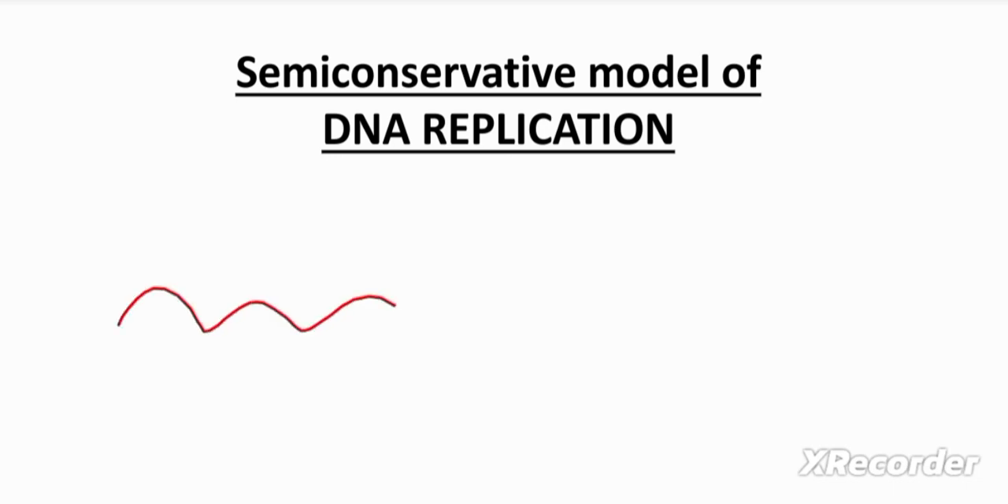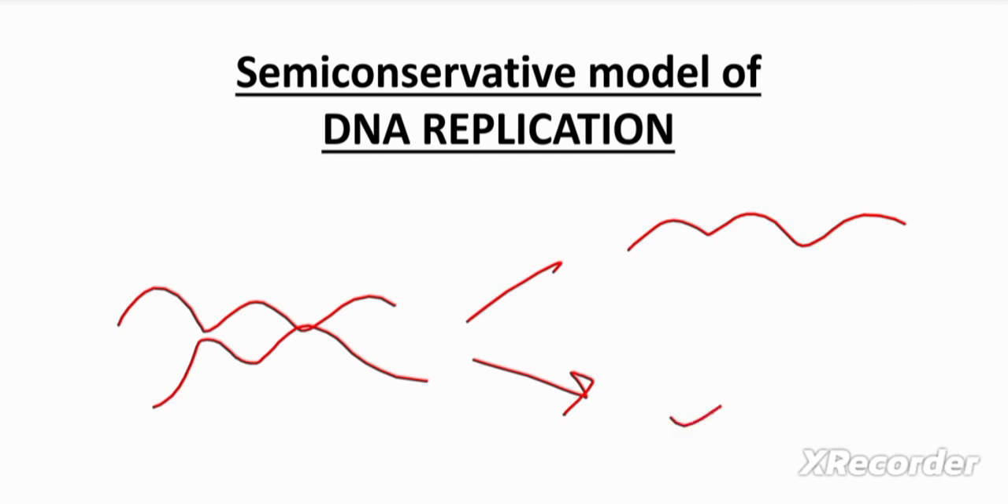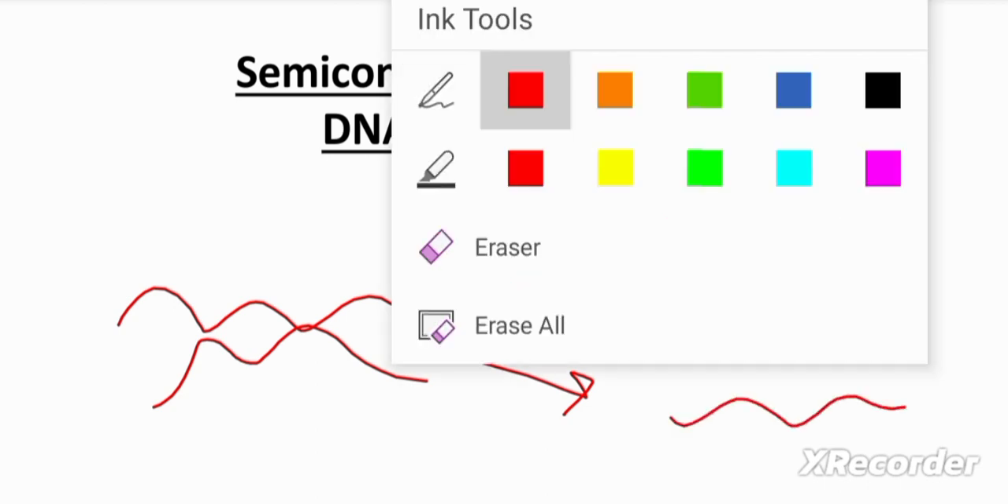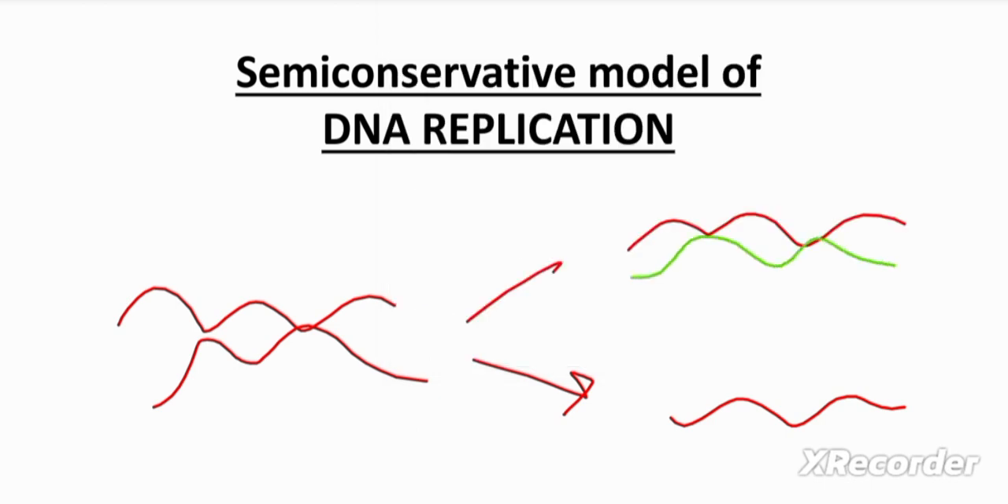For example, this is a DNA. When it undergoes replication, first both parental strands of DNA separate out like this, and then they act as a template for the synthesis of a new strand. So here a new strand forms. This is known as the semi-conservative model of DNA replication, where half of the genetic material is conserved by each daughter molecule.